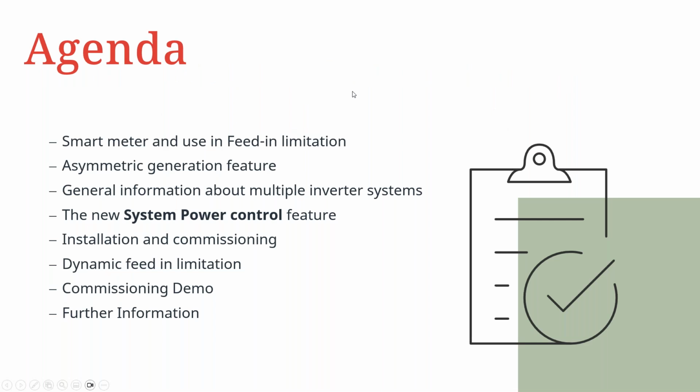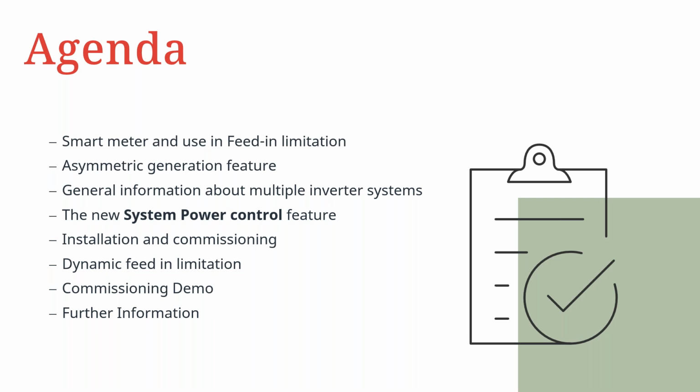In our agenda today, we want to discuss the Fronius smart meter and the use in feed-in limitation. We will also talk about some new features that are coming up for all Fronius inverters. We have, for example, the asymmetric generation feature. We will give you what is the possibility when you're configuring multiple inverter systems. And that means also with different inverter models.